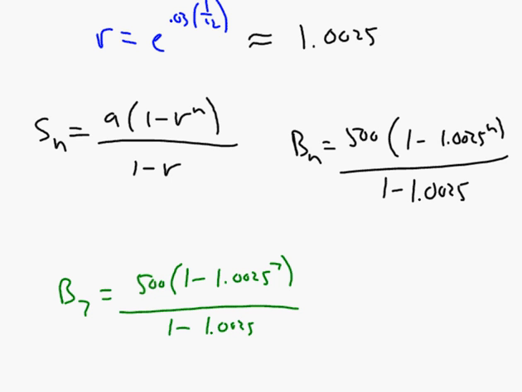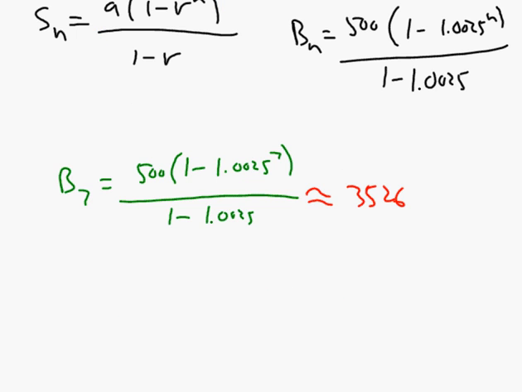Remember, that would be the balance in the account, given that you showed up at the beginning of the 7th month and deposited $500. So after you deposited that $500, that's what this would be this week. So this gives us about 3526.